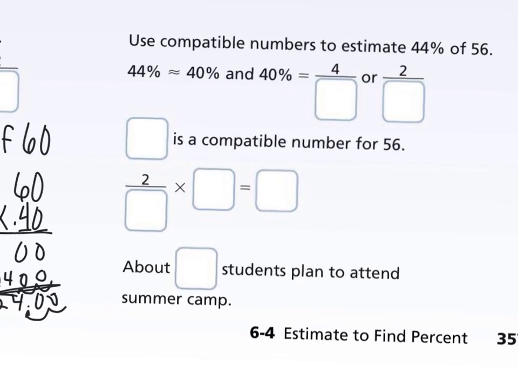Over on the right side, they are going with maybe 50 or 55. The book's using 50. And then if you work that out, you'd end up getting 20. The exact answer is actually 24 and 64 hundredths. So our first estimate was pretty good.